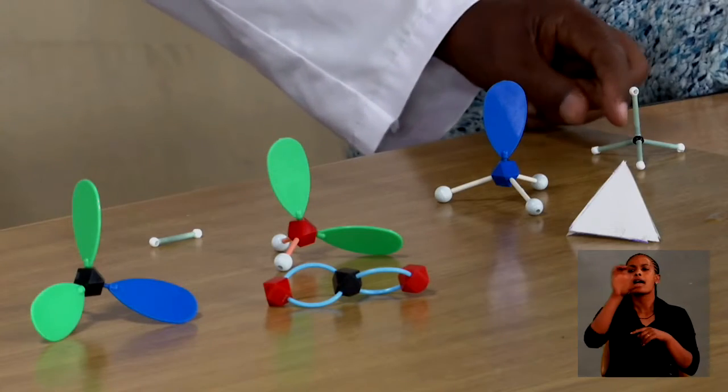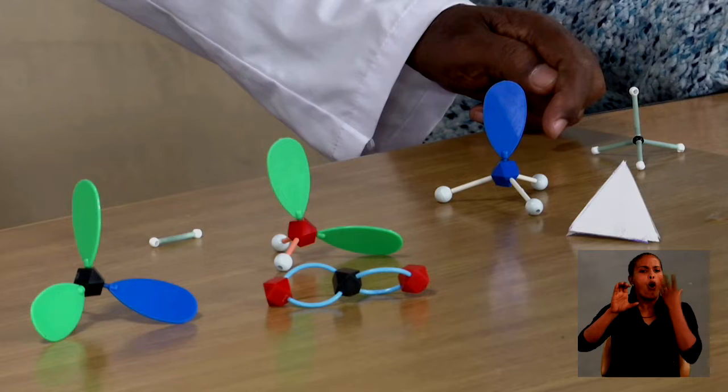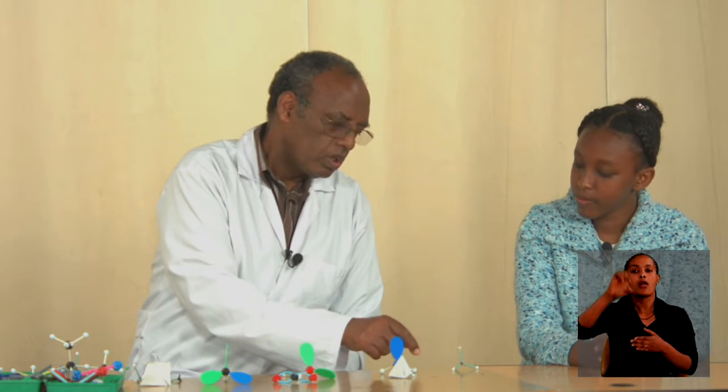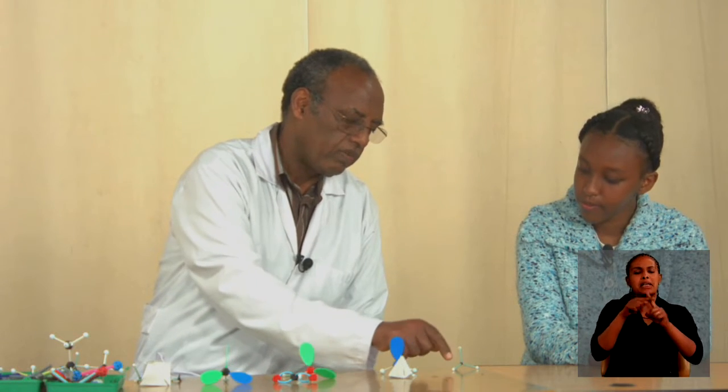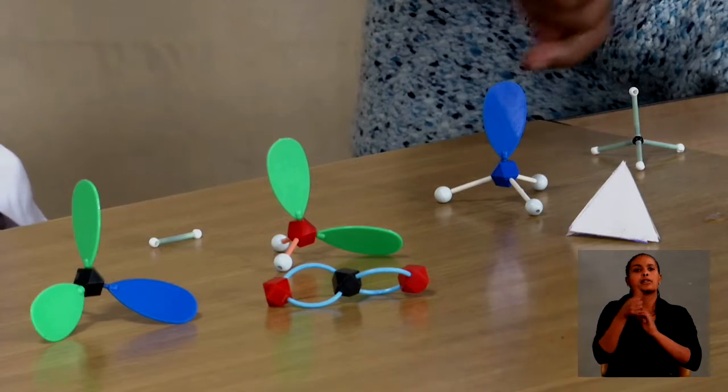Okay, but carbon hydrogen bond is slightly polar because they are different atoms. They have different electronegativity. Carbon is more electronegative than hydrogen. So the dipole moment would be slight positive, slight negative. How about this one? The same thing, but they all point towards carbon. And they cancel out.